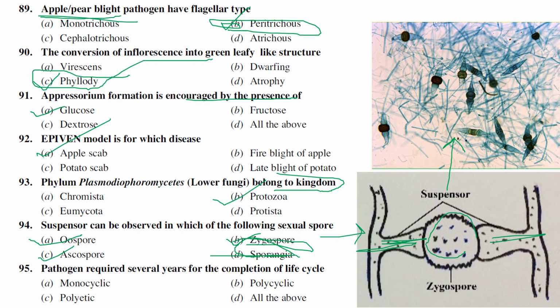Next one, a pathogen that requires several years to complete the life cycle is known as. So monocyclic means the pathogen completes one life cycle in a cropping season. Polycyclic, poly means many. The pathogen completes many life cycles in a single cropping season. Polyetic means the pathogen requires 1 to 2 years or more than 2 years to complete the life cycle. So what they have asked is several years, which means polyetic. Okay.